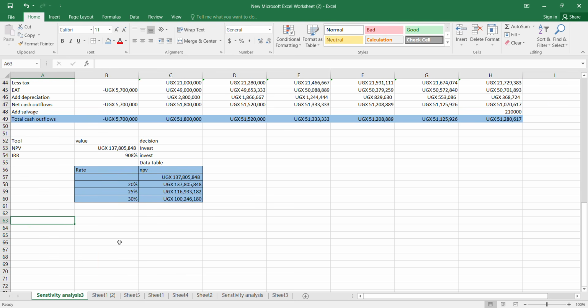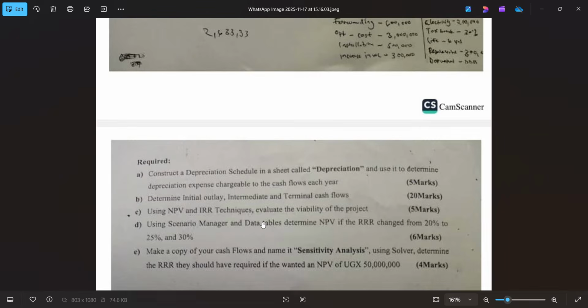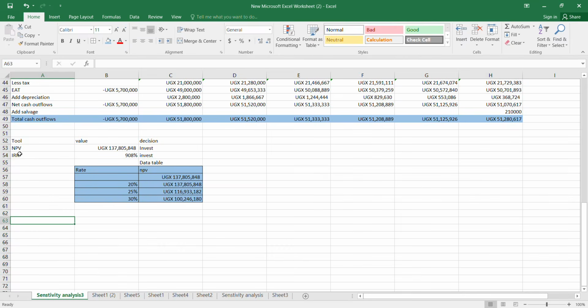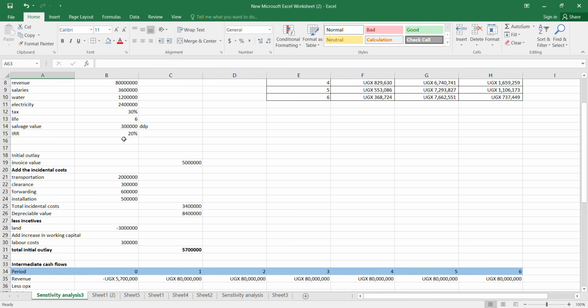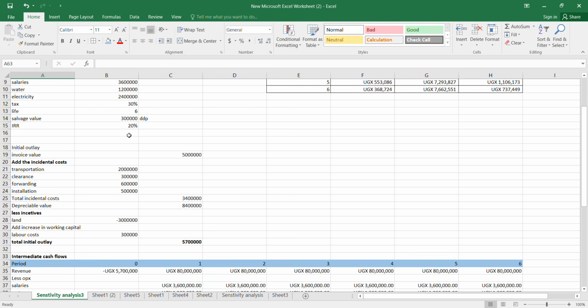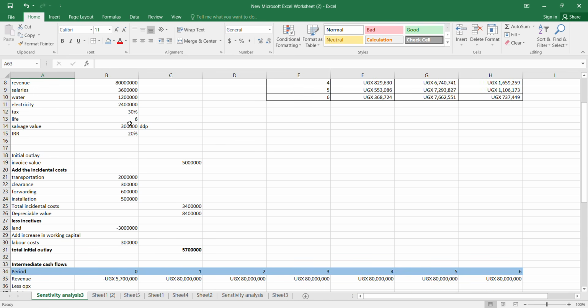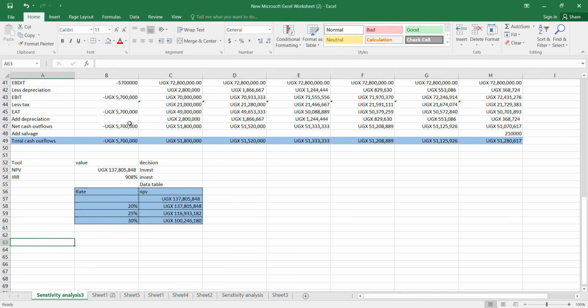Now they are telling us they want to see the values if we want the NPV to be 50 million. If you look at our NPV now, it is this, and the IRR is still this, the initial IRR is 20%. So they want us to determine, if you want the NPV of 50 million, what should the IRR be? So we get the things we need to change.